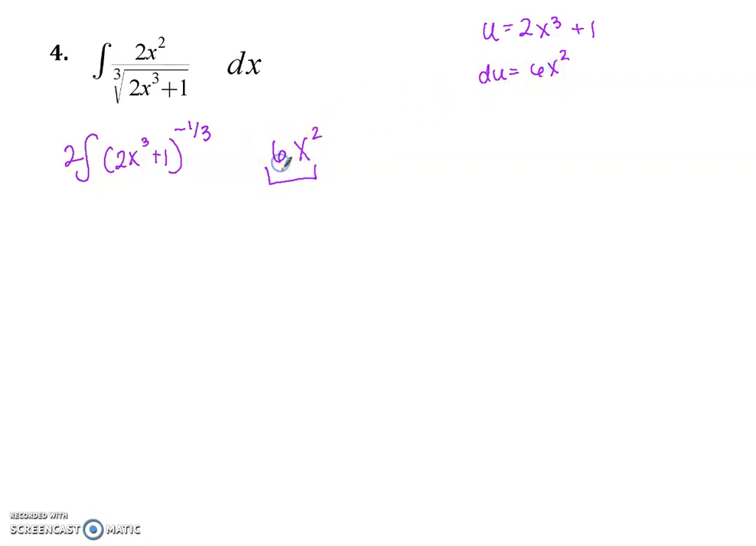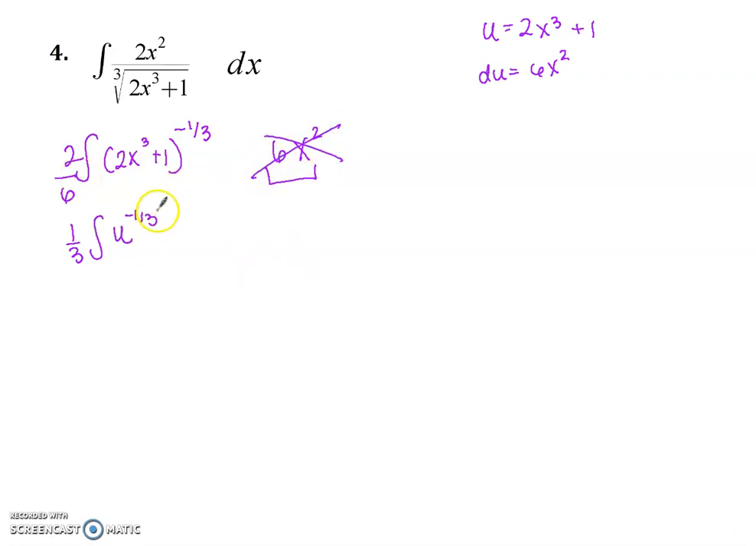So I have to multiply it by 6. So on the outside I need to divide by 6. So that reduces to 1/3. That's u to the negative 1/3, and then I can ignore this now that it matches.